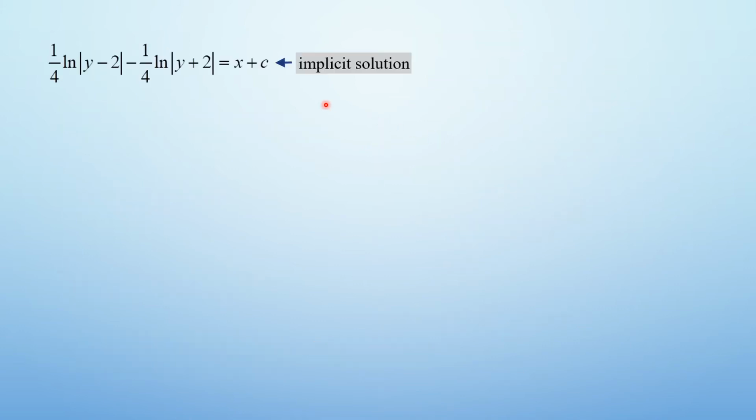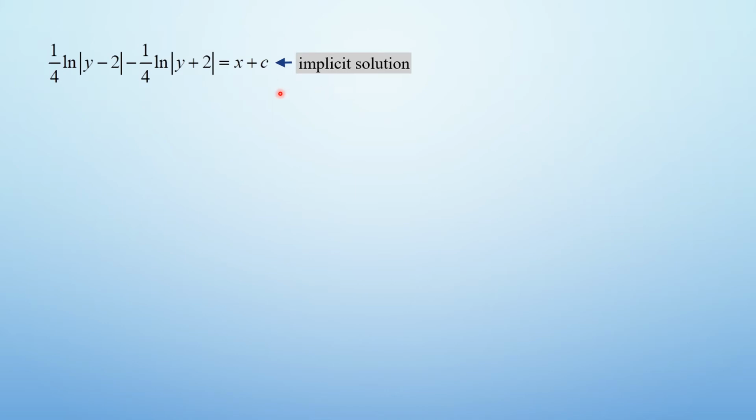In this slide, I'm going to illustrate how to transform the implicit solution which you have obtained in problem number 4 into an explicit solution. A quarter ln of absolute y minus 2, minus a quarter ln of absolute y plus 2, equals x plus c, is the implicit solution for problem number 4.